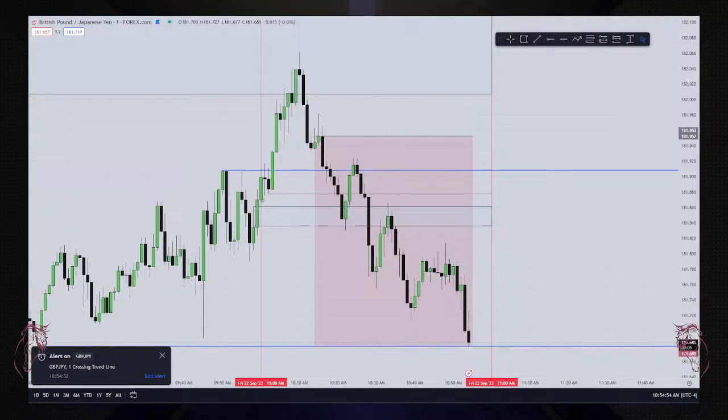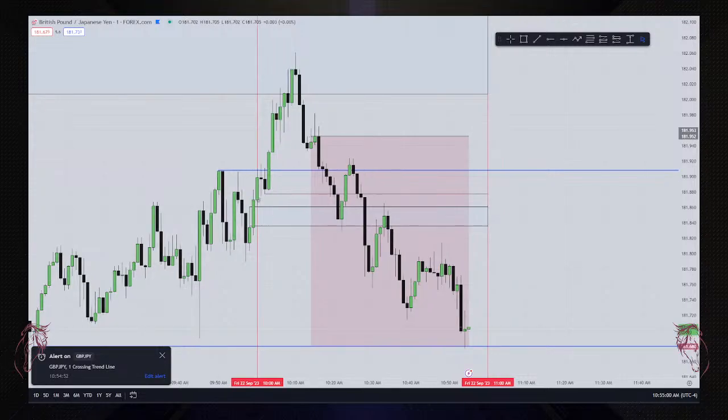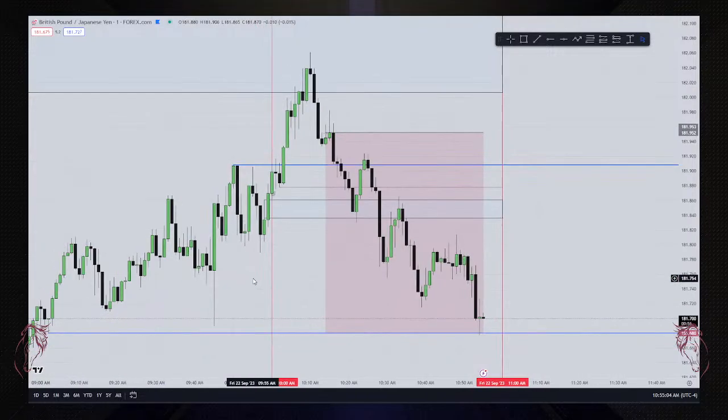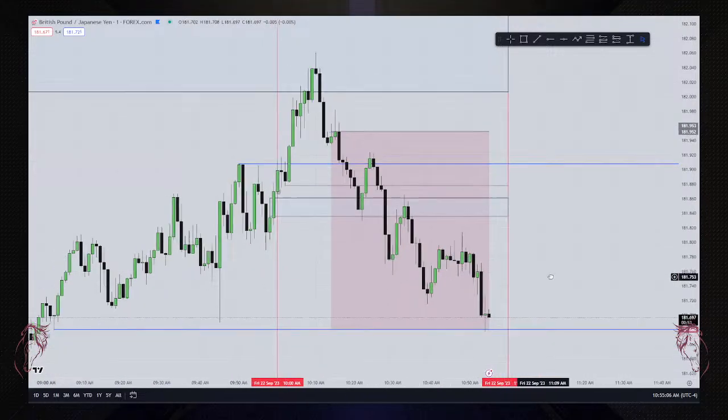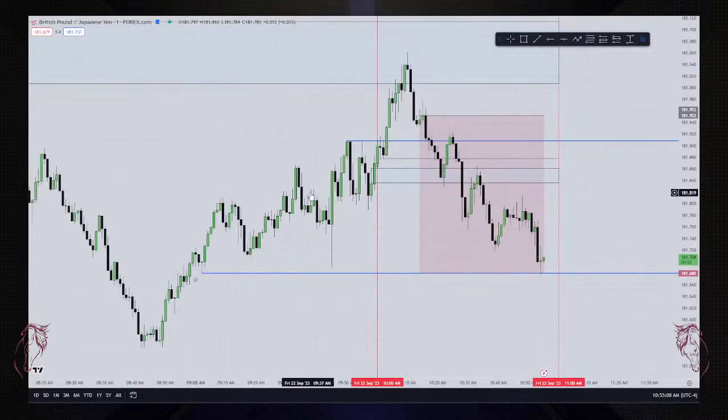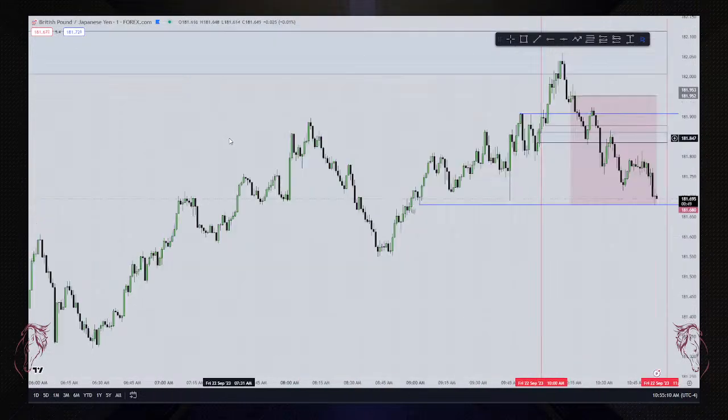Just like that, guys. Very, very simple silver bullet strategy. Beautiful, beautiful trade. Just look at how good and precise this is. How can it get more precise than that? Look at this. This is gorgeous.